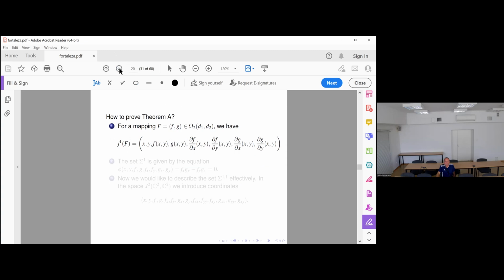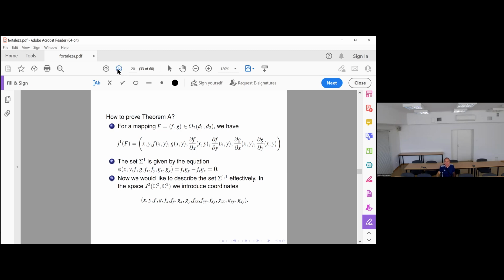And maybe how to prove theorem A. In fact, there is an easy part and a difficult part. The easy part is to compute the number of cusps, because for the number of cusps we can simply write equations and we can try to compute. We have two curves, even three curves. We can try to compute the number of points of intersection of these curves.